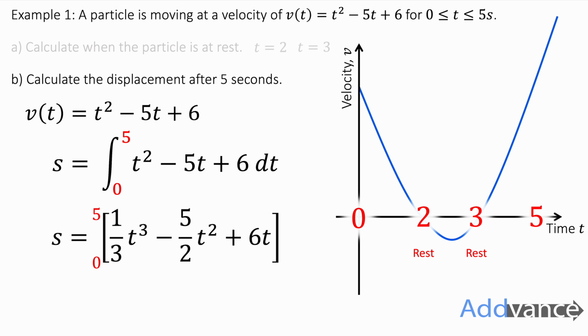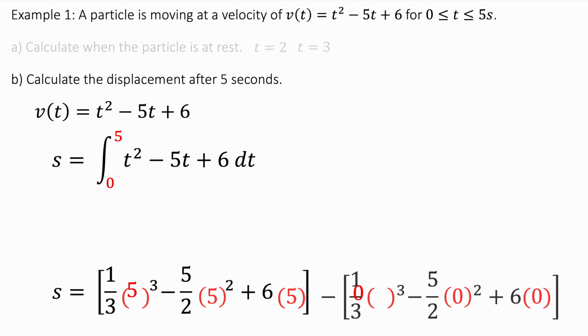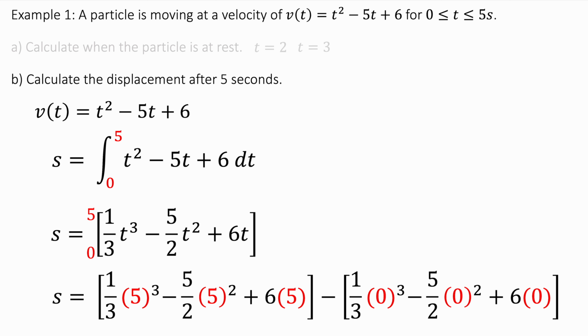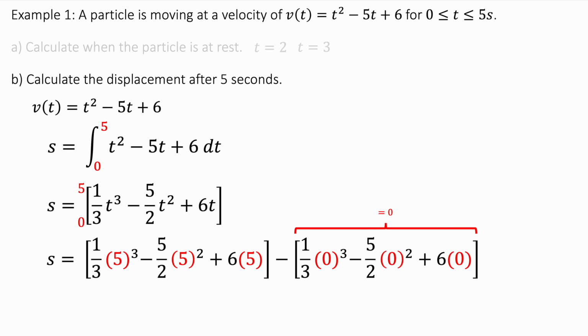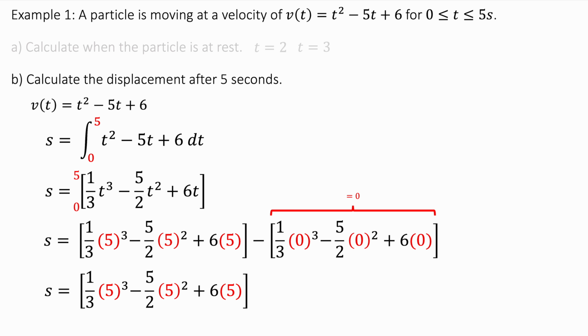We substitute in t is 5 and t is 0, like this, and we get this. And when t is equal to 0, the second bracket just completely disappears because everything is 0 there. That disappears, and we're left with this. And when we work this out, which is quite long and quite boring, we get 55 over 6, which is 9.17 meters. Sometimes you want to get a calculator for that.